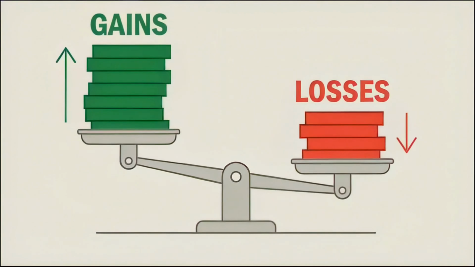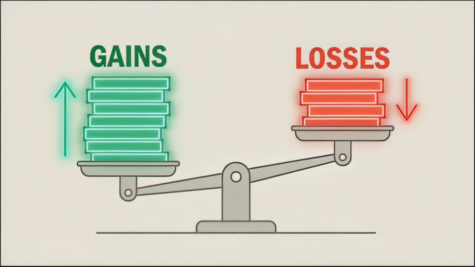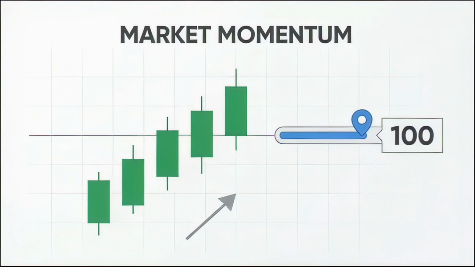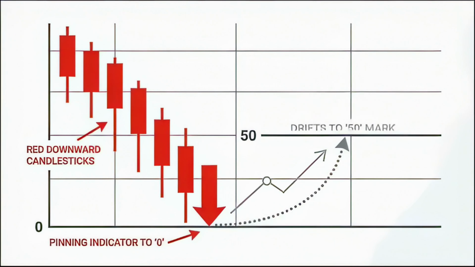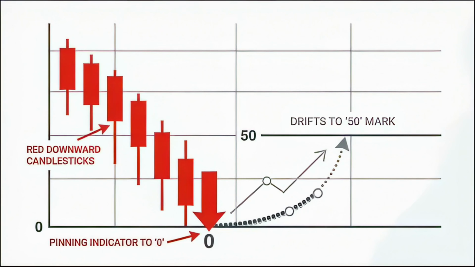This indicator compares the size of recent gains to the size of recent losses, and expresses the result on a scale that runs from 0 to 100. If every candle in the lookback closed higher, it pins near 100. If every one closed lower, it sits near 0. Most of the time it drifts somewhere in the middle.